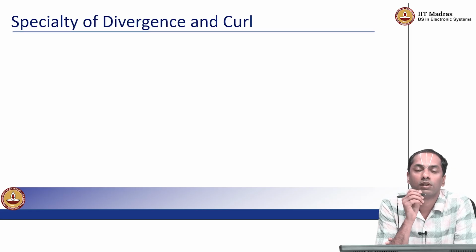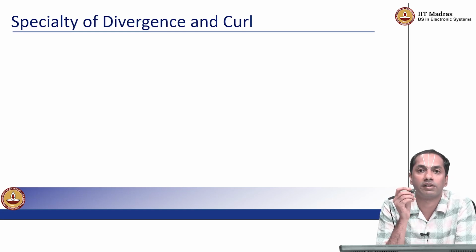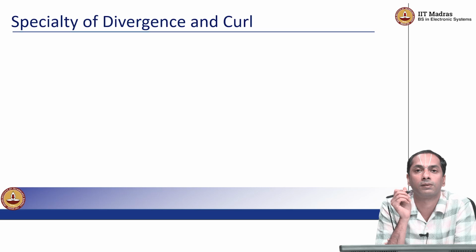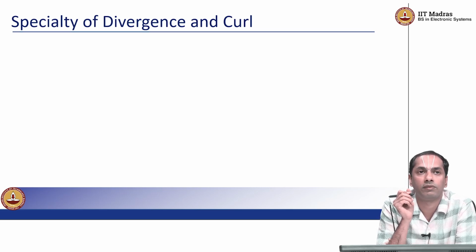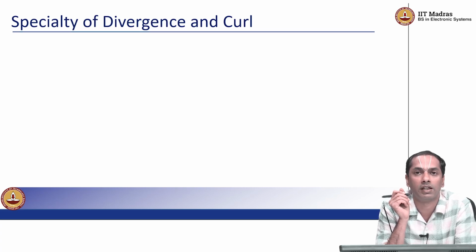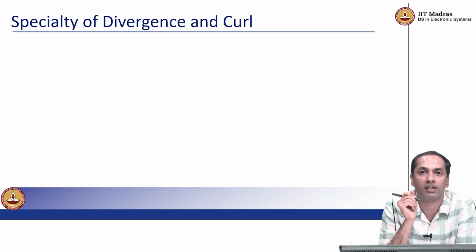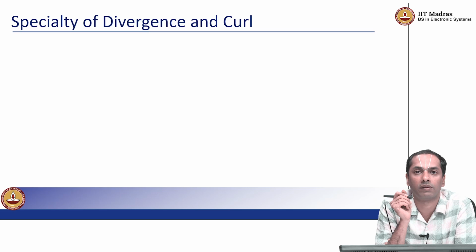So now I'm going to ask a couple of interesting questions. Even though it may seem a bit mathematical, I feel like it gives a special appreciation for these divergences and curls. Like I said, the divergence and curl interpretations using fluid flow do not quite lend themselves directly in the case of electric and magnetic fields.